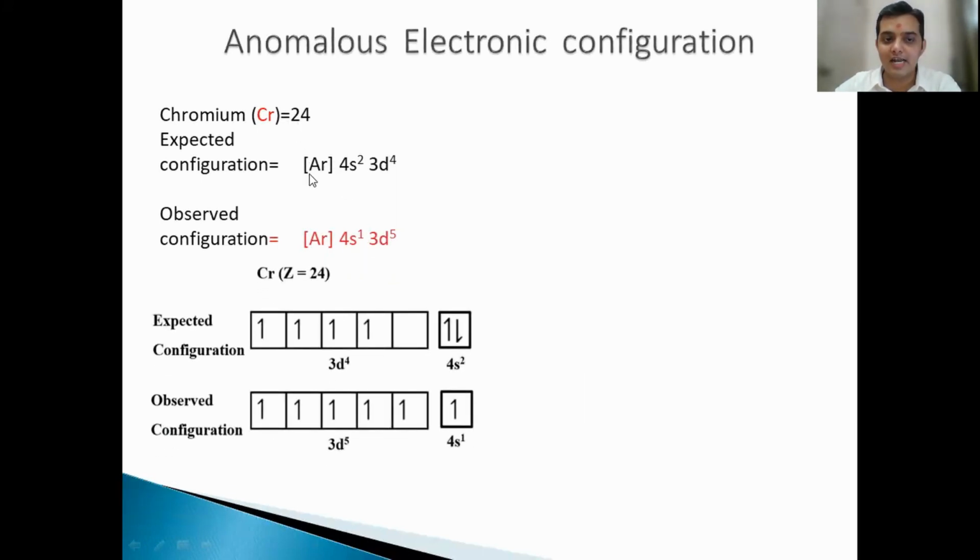We write what? Argon 18. 4s2 is 19, 20. 20 to 24, how many electrons? 4 electrons. So it is 3d4. But look at this 3d4. It is nearby to 3d5, which means it is going to make the half filled configuration.